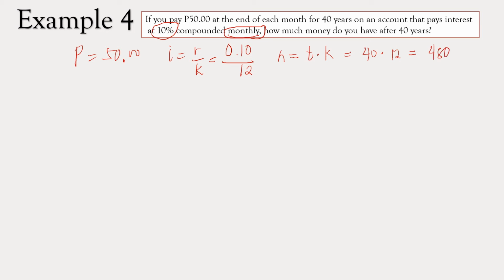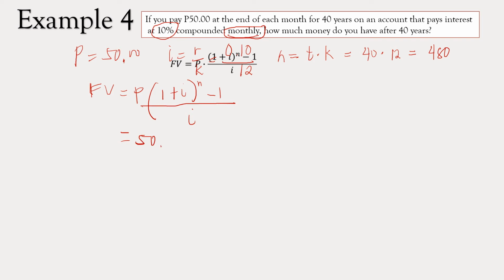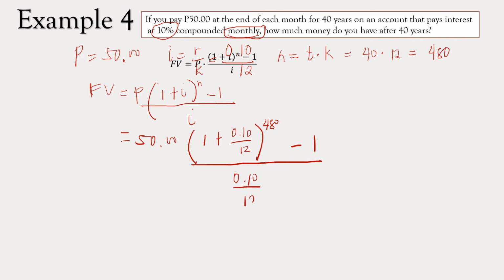To find the future value, let us use the formula. Nandun pala yung formula. FV is equal to P times 1 plus I raised to N minus 1 all over I. So we have the 50 pesos times 1 plus 0.10 over 12 raised to 480 minus 1 divided by 0.10 over 12.